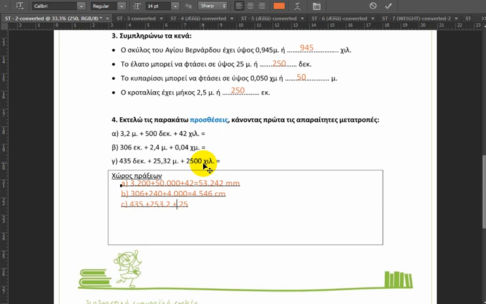So we need to do 435 plus 253.2 plus 25. You can do these vertically, or you can do these in your mind. Both are possible. So 25 with 435 would give me 460, and then I would add that to 253.2, and I would get 713.2. Right?